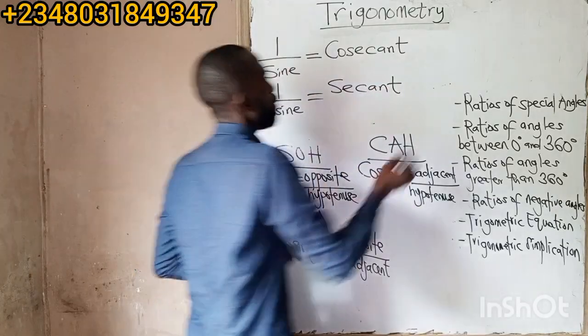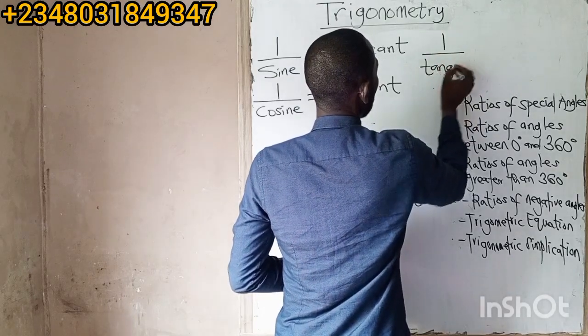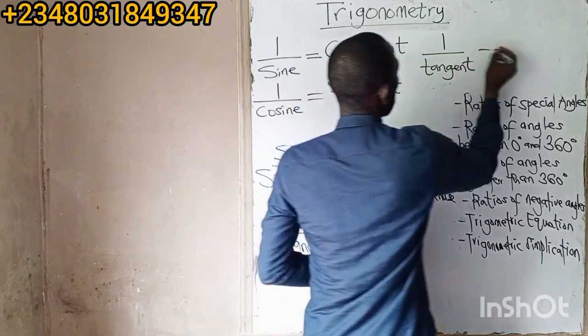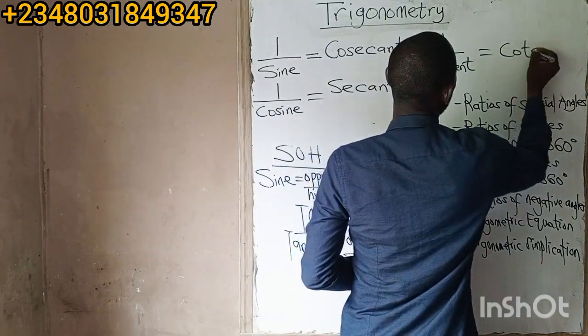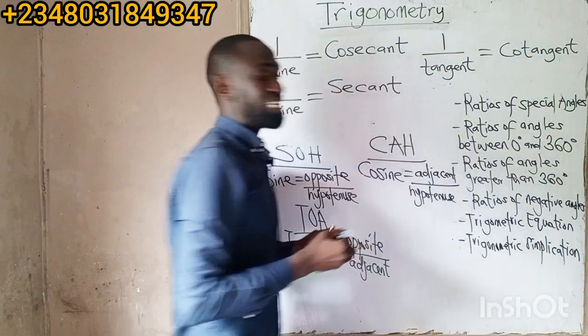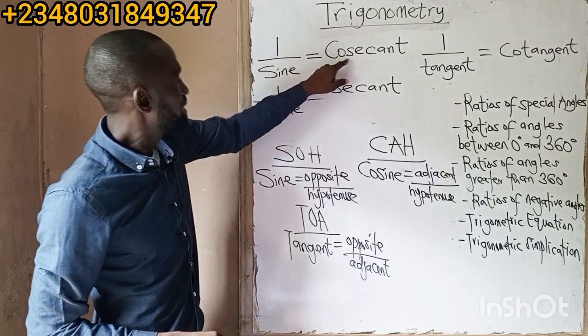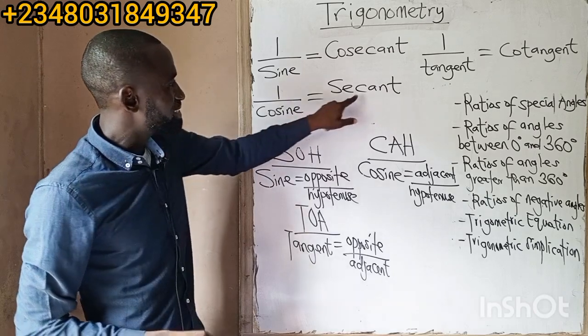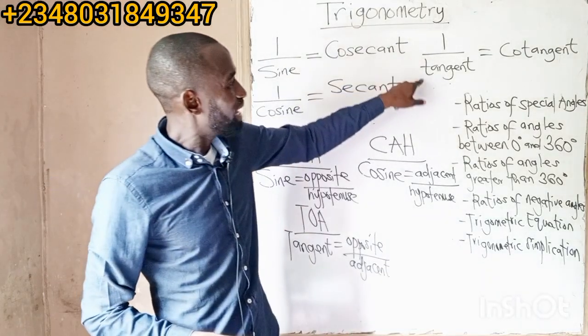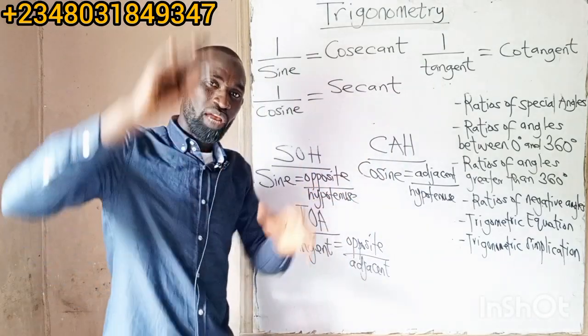Then the inverse of tangent. The inverse of tangent is what we call cotangent. So these are the meanings. Inverse of sine is cosecant. Inverse of cosine is secant. Inverse of tangent is cotangent. Are you with me?